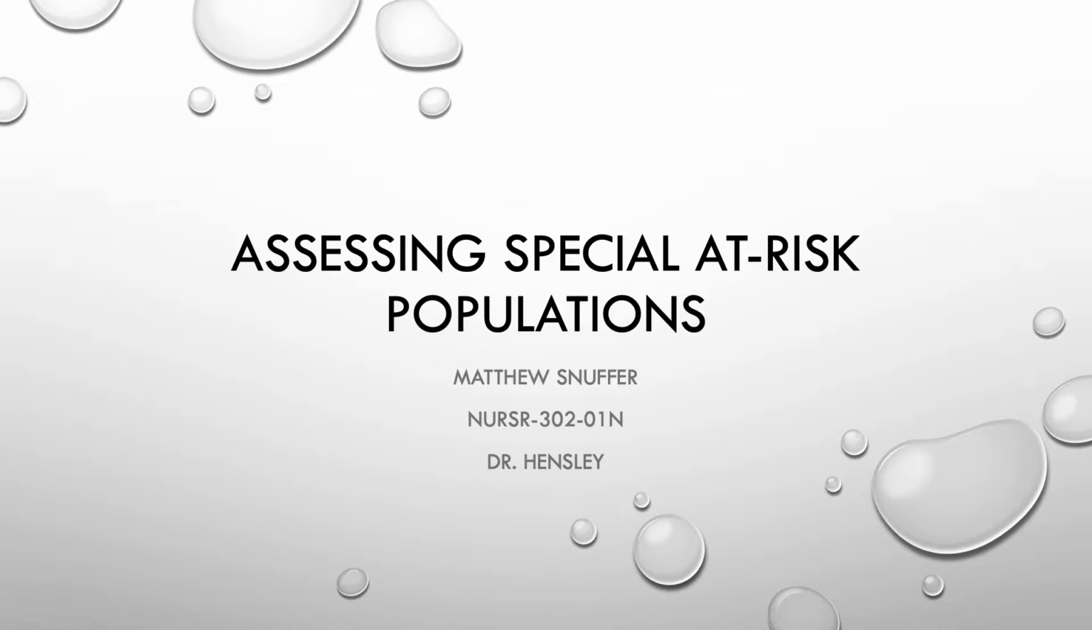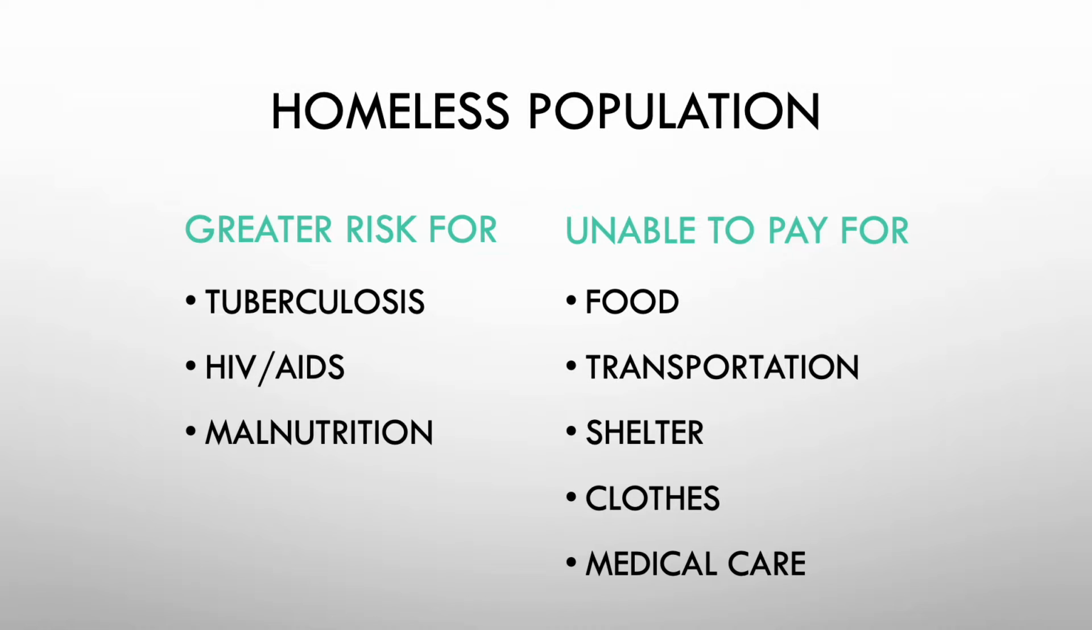Assessing special at-risk populations. Many times poverty and the homeless population are terms used simultaneously, with one being used to describe the other, as they are always so closely linked to one another. Extreme poverty leads to inadequate housing and homelessness.